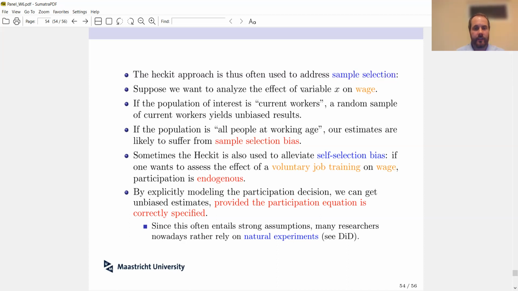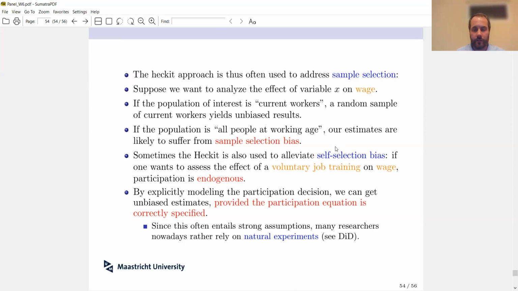So for instance, let's say there's some variable X that has an effect on wage. And let's say your object of interest, the population that you're interested in, is only people that are currently working. Well, easy peasy. You take a random subsample of current workers, you get unbiased results. However, if you want to find out something about all people at working age, which is a larger population, then of course the current workers are not a representative sample because of the thing that I just explained, self-selection into working, and you actually have a sample selection bias. People self-select into your sample.